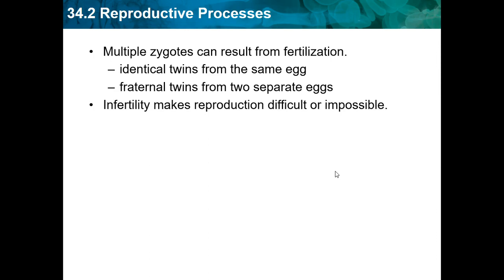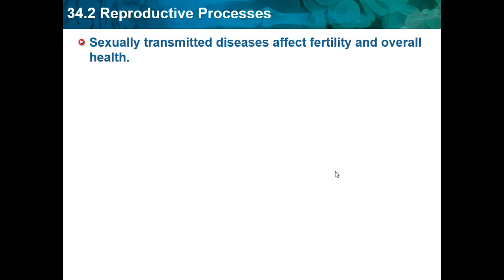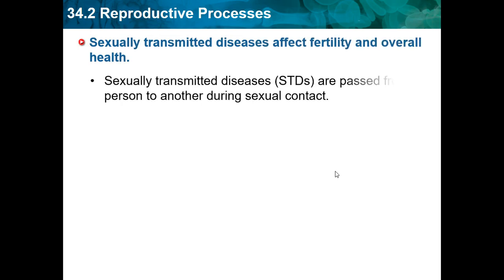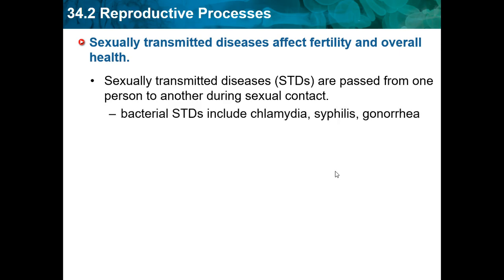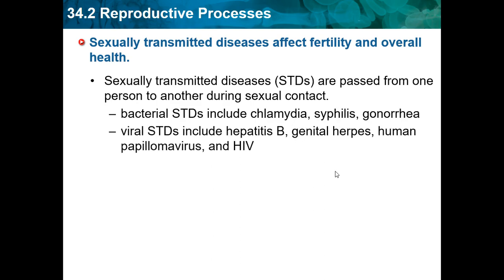Infertility makes reproduction difficult or impossible. Sexually transmitted diseases affect fertility and overall health. Sexually transmitted diseases, or STDs, are passed from one person to another during sexual contact. Bacterial STDs include chlamydia, syphilis, and gonorrhea. Viral STDs include hepatitis B, genital herpes, human papillomavirus, and HIV.